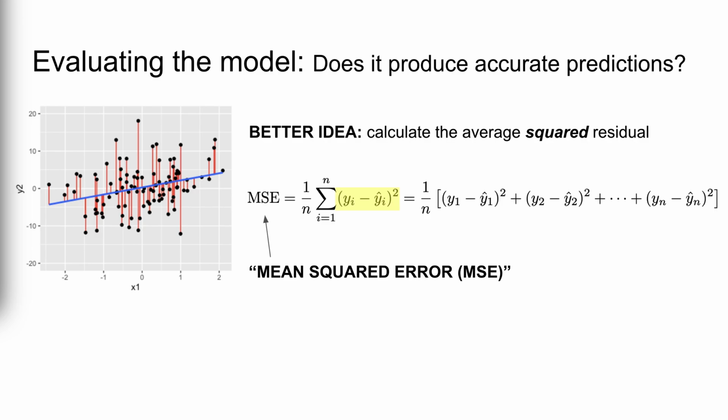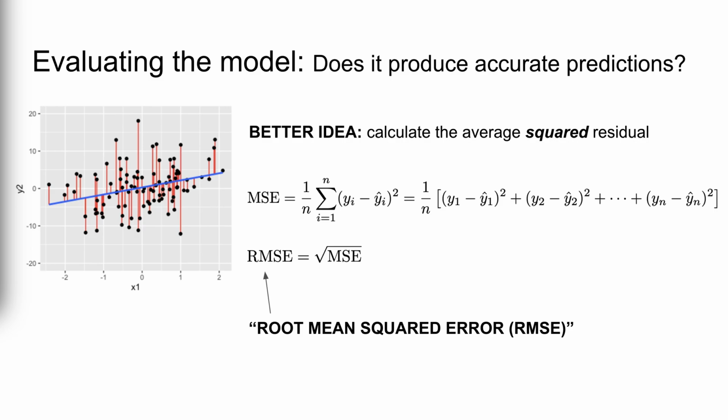Though MSE is a common measure of prediction accuracy, it has a drawback. Mainly, since it's dealing with squared residuals, its units are squared. Thus, MSE isn't very easy to interpret. But there's a simple solution. We can take a square root. Not surprisingly, the square root of the MSE is called the root mean squared error, or RMSE.